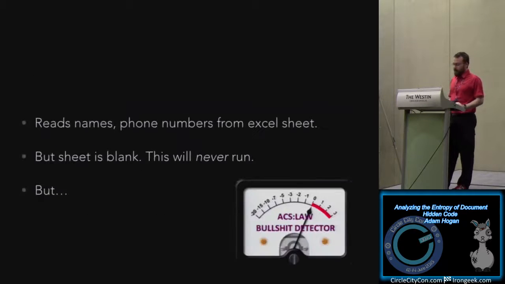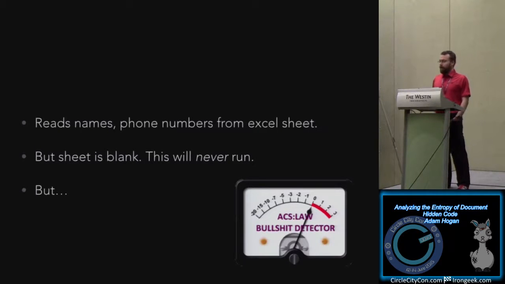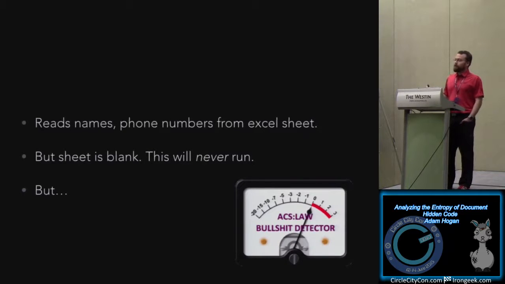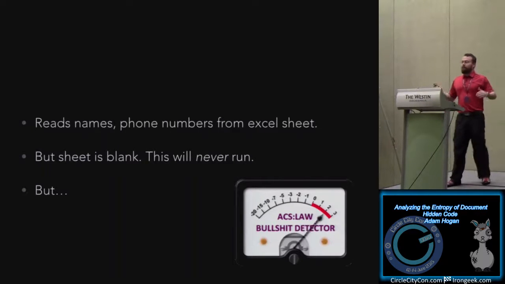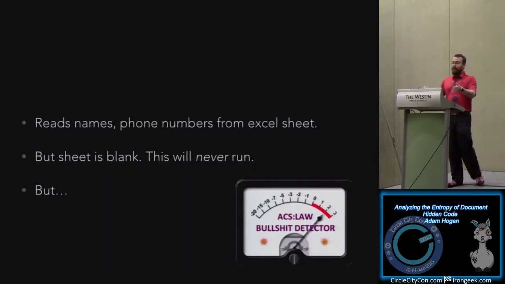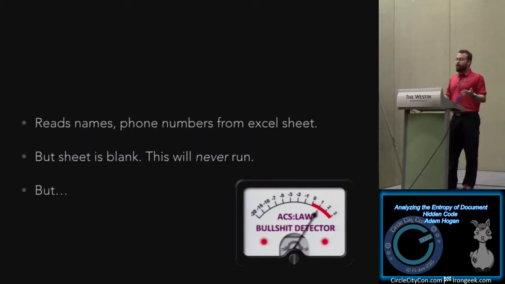So we see this sets up and reads the name and the phone numbers from the Excel sheet, but the sheet is blank. There's no data for it to read. And those functions are never called. They're never invoked. There actually is no way to kick them off, even if you were to go into that Excel sheet and try to put data in. It's all code that is never used, right? So they've just plopped in a bunch of code that does nothing, essentially, along with their malicious code.